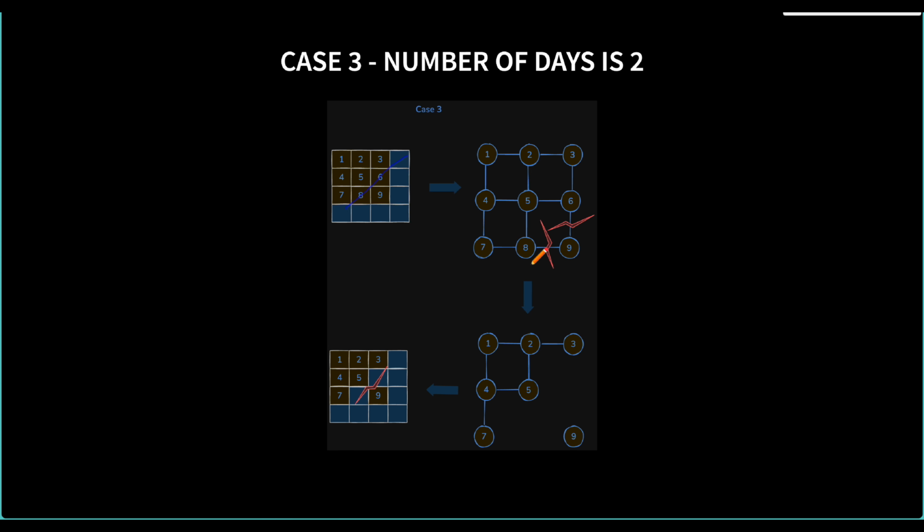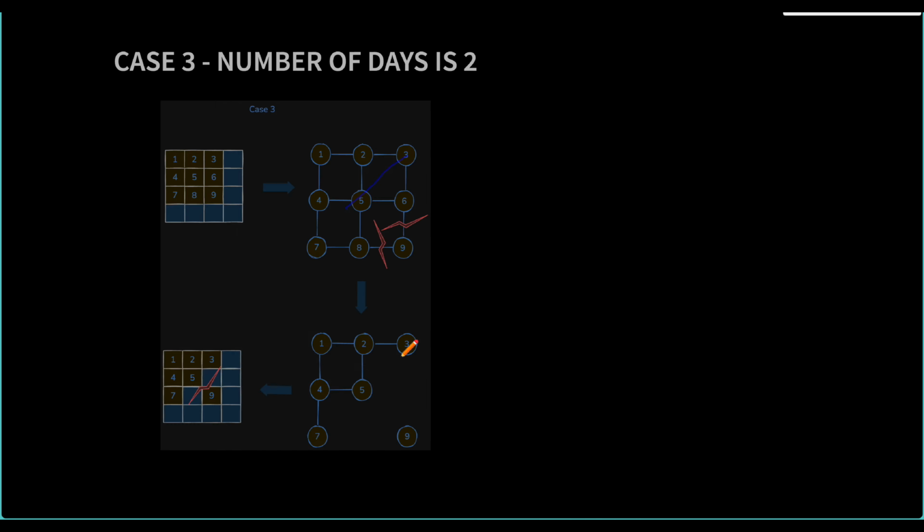And now we can see that node 9 is disconnected from the rest of the island. Because we sank land cells 6 and 8, in this case, we will return number of days equal to 2. So no matter how big the grid size we take, there will always exist a node such that it will already have water on 2 sides of it. So if we sink the cell on the remaining 2 sides of it, then this node will be disconnected. And this is the main observation for this problem.